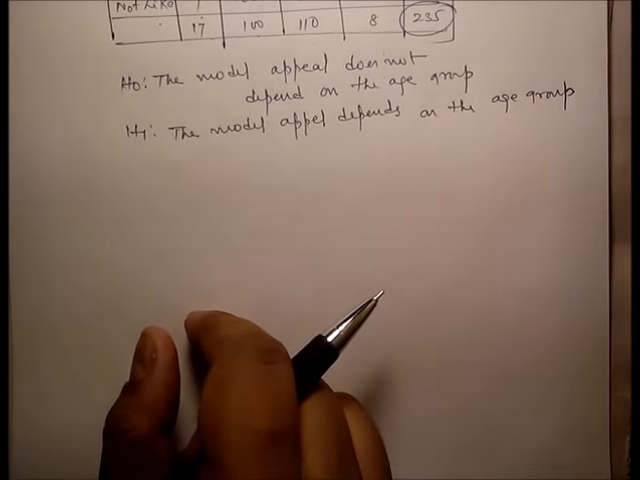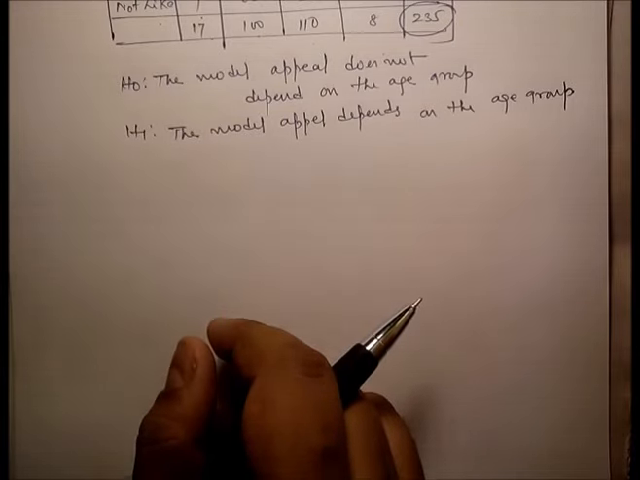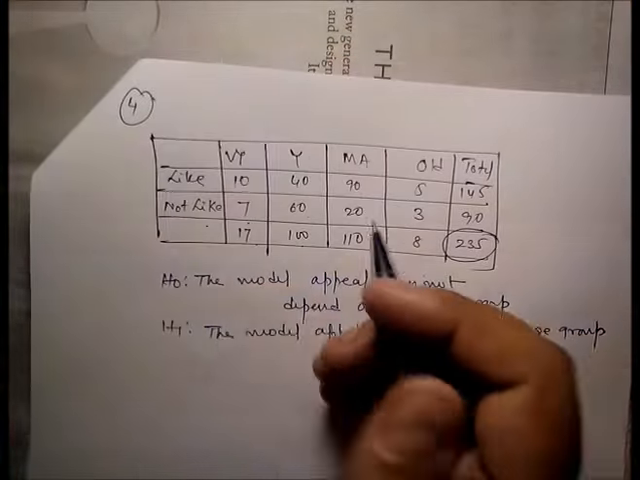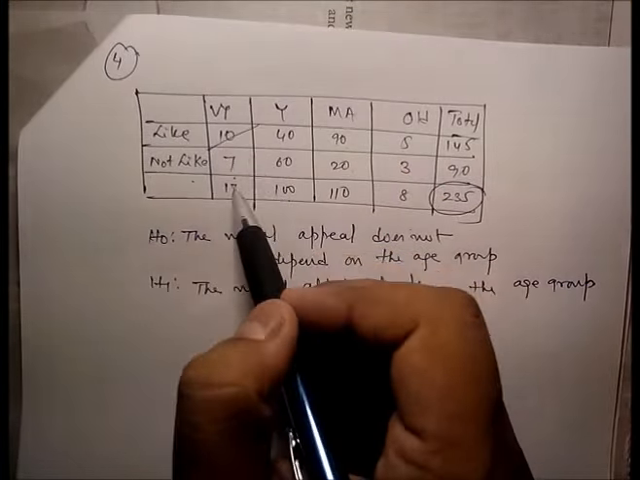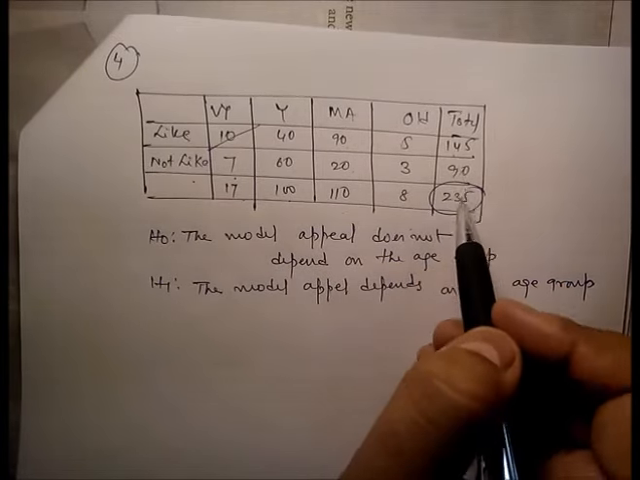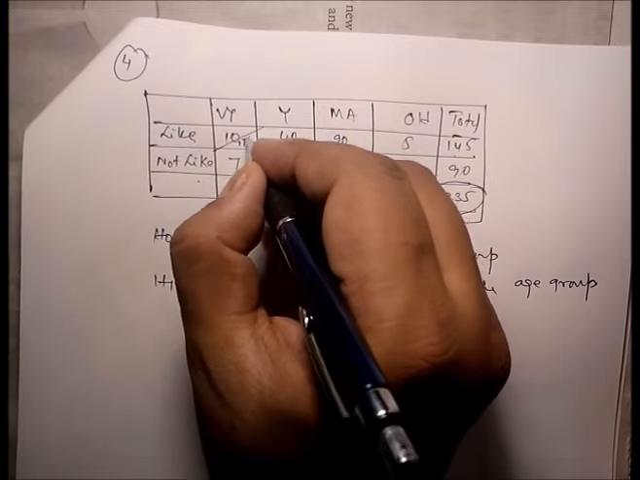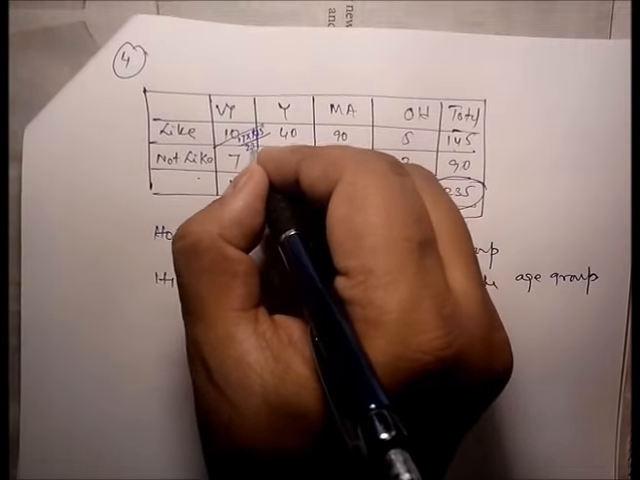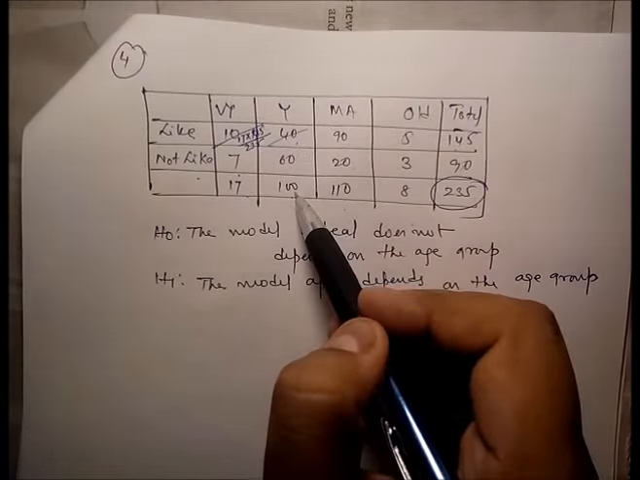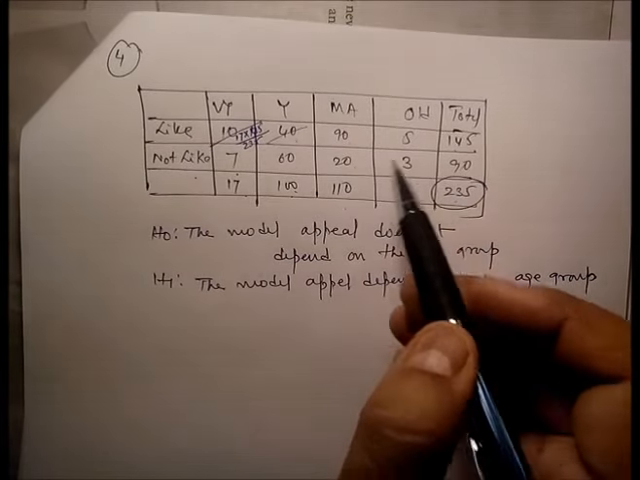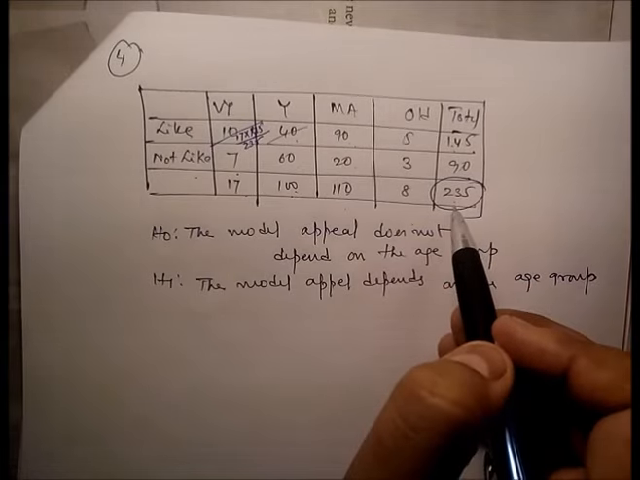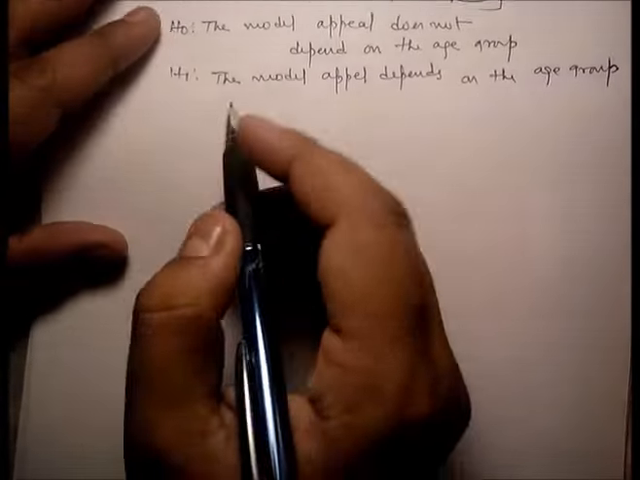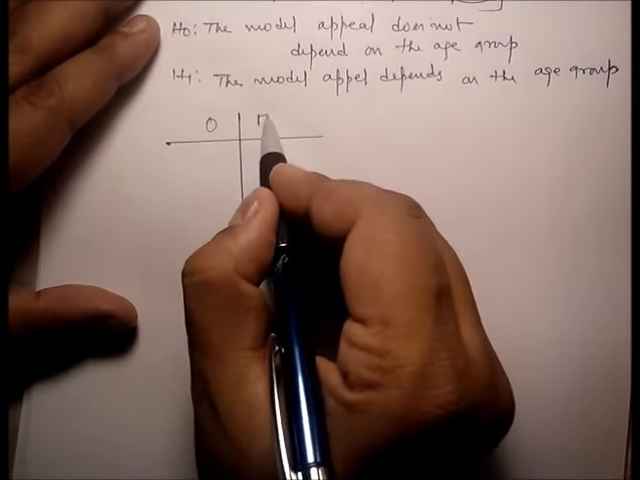So we have to draw the expected frequency, because we already have the observed frequency. So how to draw the expected frequency? Here, 17 into 145 divided by 235. Similarly, in this case 100 into 145 divided by 235, in this case 110 into 145 divided by 235, and in this case 8 into 145 divided by 235. So we can get the observed frequencies and expected frequencies.